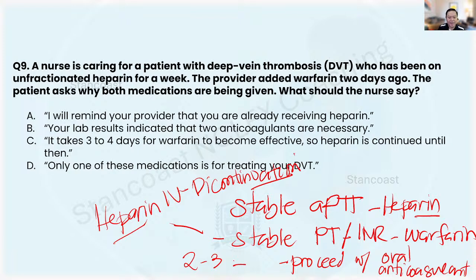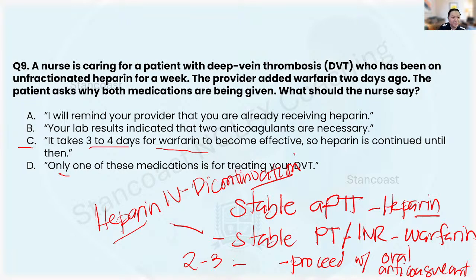So our correct answer here is letter C. It takes 3 to 4 days for warfarin to become effective, so heparin is continued until then. So once the prothrombin time is stable, heparin will be discontinued. Now, if you answered letter D, only one of these medications is for treating your DVT. That is wrong, because again, like I've said, there is that bridging.